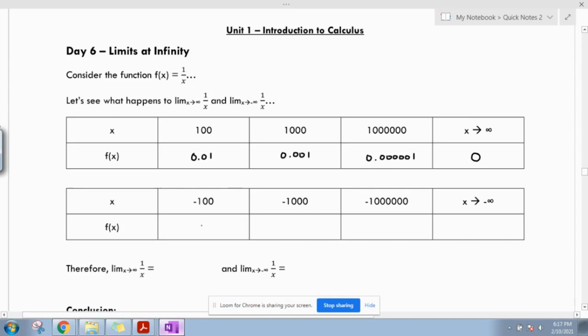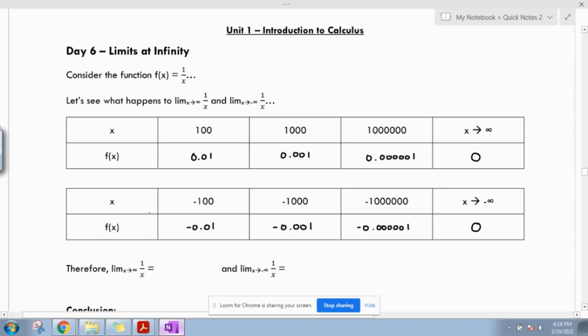The same thing can be said with our second table of values. If I plugged in negative 100, you would get negative 0.01. If you plugged in negative 1,000, you would get negative 0.001. If you plugged in negative 1 million, you would get negative 0.000001. So in this particular case, my x values are getting smaller and smaller and smaller. So I'm looking at the case of when x is approaching negative infinity. When my x's are approaching negative infinity, I notice that my function is getting closer and closer and closer to 0.